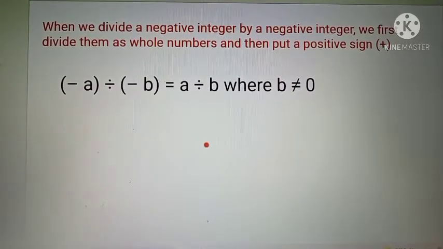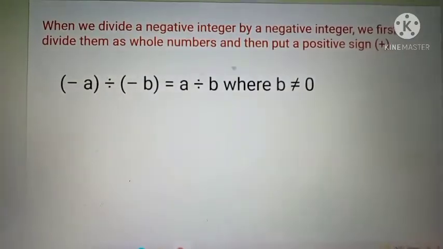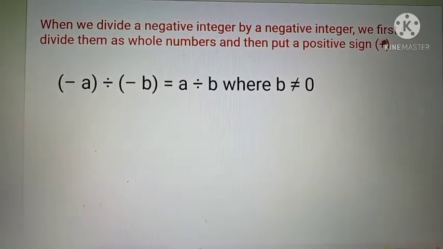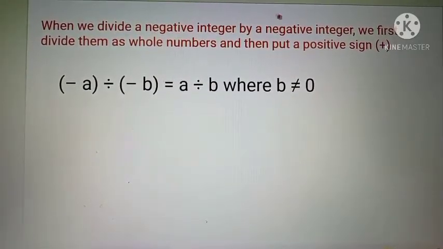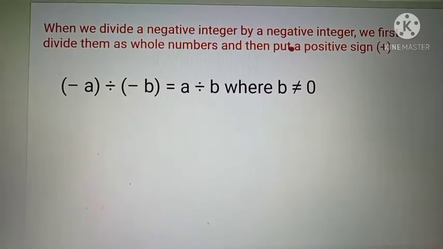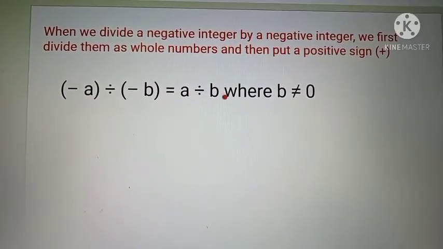Next, when we divide a negative integer by a negative integer, we first divide them as whole numbers and then put a positive sign. See children, negative by negative is positive. Remember that negative by negative is positive. Minus a divided by minus b is equal to a divided by b.